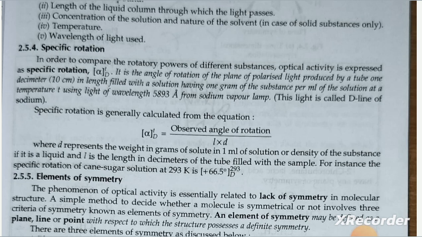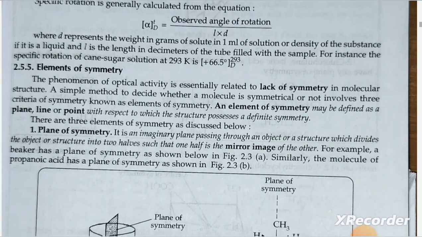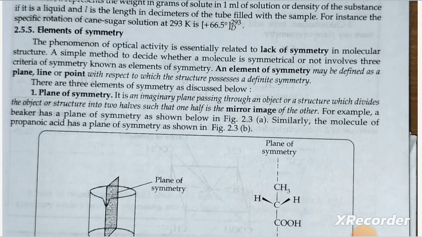Fifth is elements of symmetry. The phenomenon of optical activity is essentially related to lack of symmetry in molecular structure. A simple method to decide whether a molecule is symmetrical or not involves three criteria of symmetry known as elements of symmetry. An element of symmetry may be defined as a plane, line or point with respect to which the structure possesses a definite symmetry. There are three elements of symmetry as discussed below.